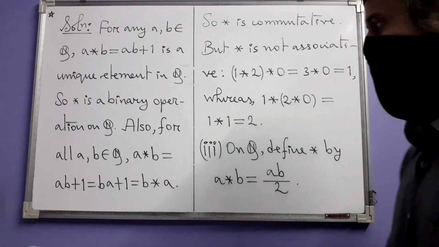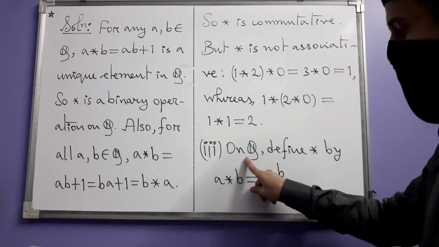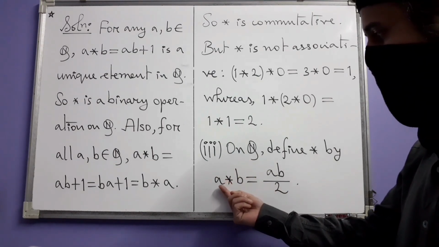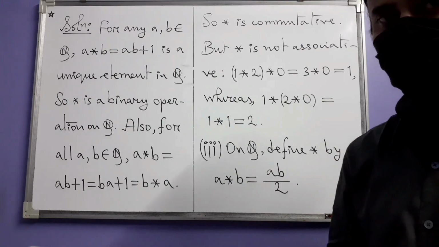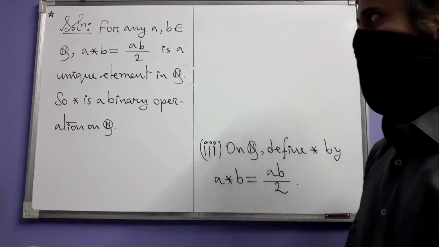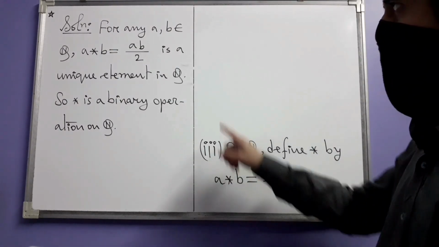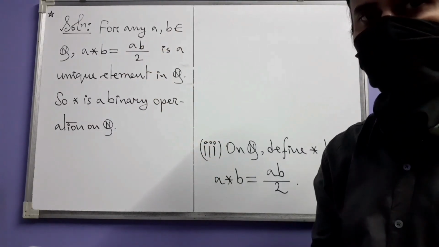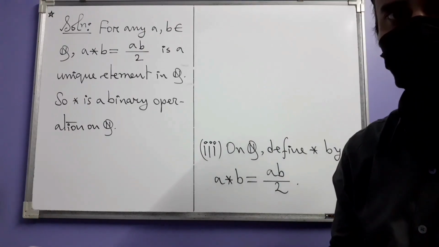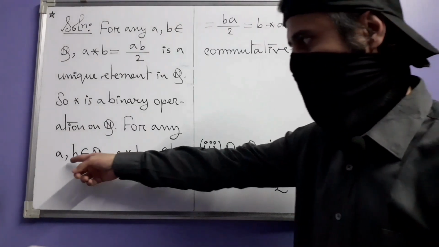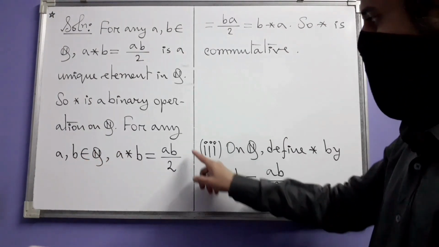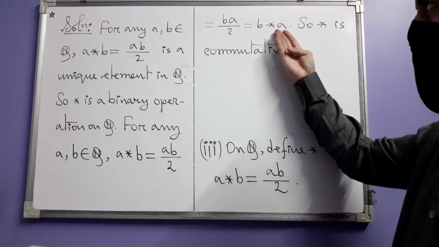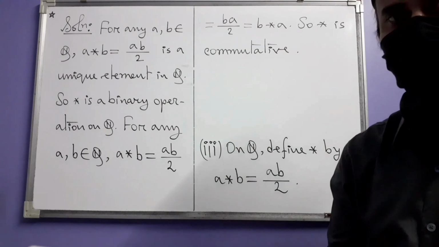Next, part 3. Again, the set of rational numbers on which the operation this time is defined like this. For two rational numbers A and B, A star B is AB divided by 2. The first part, of course, is very easy. For any two rational numbers A and B, AB divided by 2 is a unique rational number. So that means it's a binary operation. And also, for any two rational numbers A and B, because AB is equal to BA, so from this calculation you can clearly see that star is commutative.